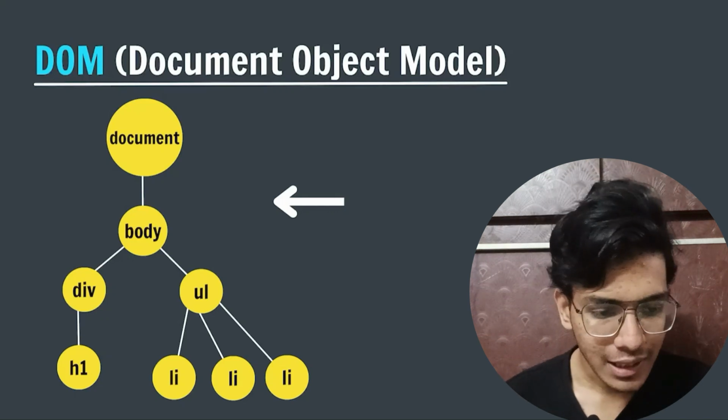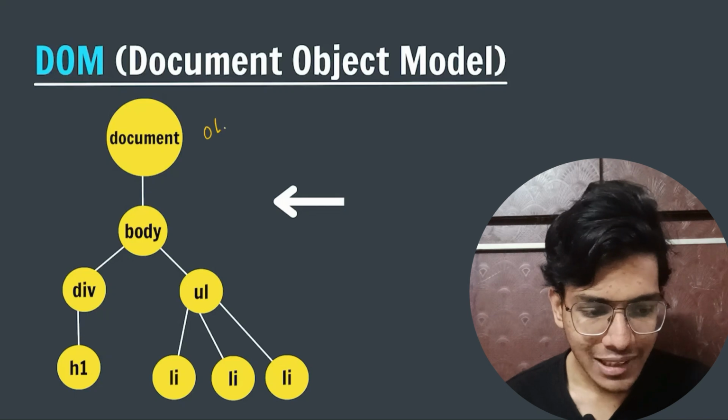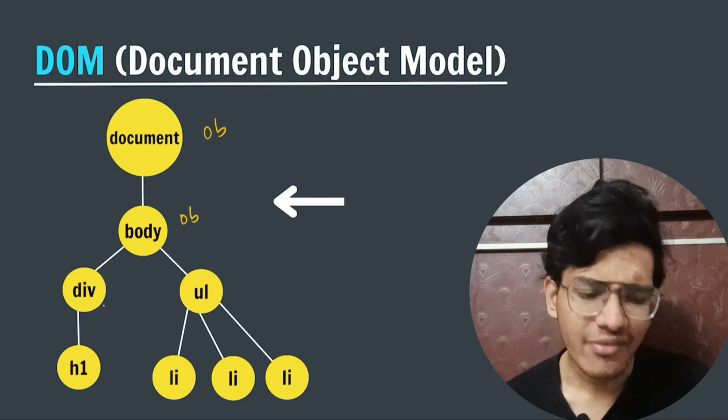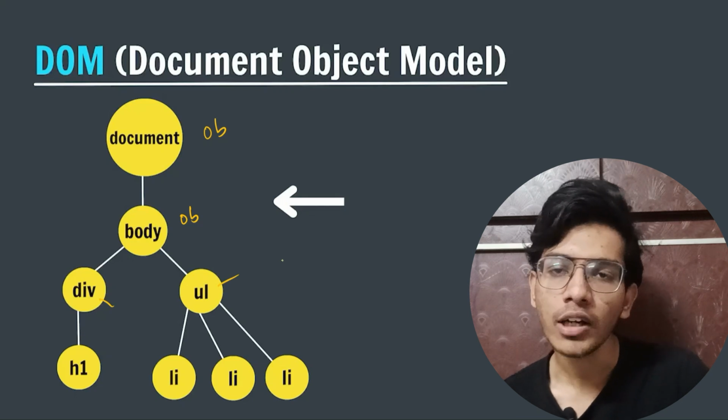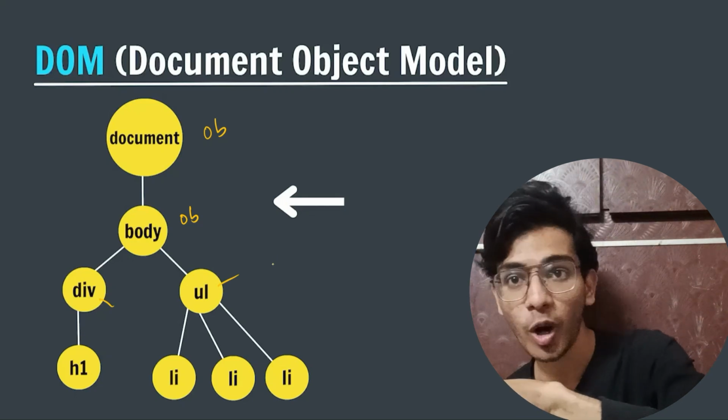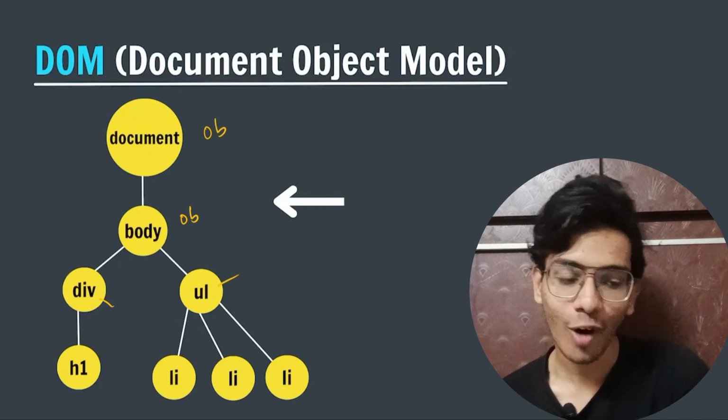Here document is an object, body is an object, a div is an object. Every node here will behave as an object. Now I want you guys to draw the corresponding HTML structure for this given tree.